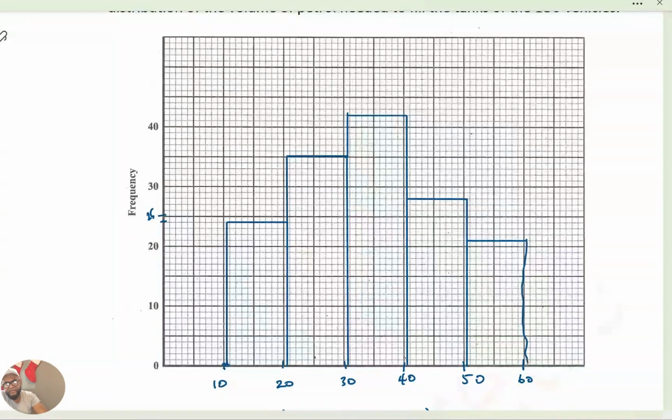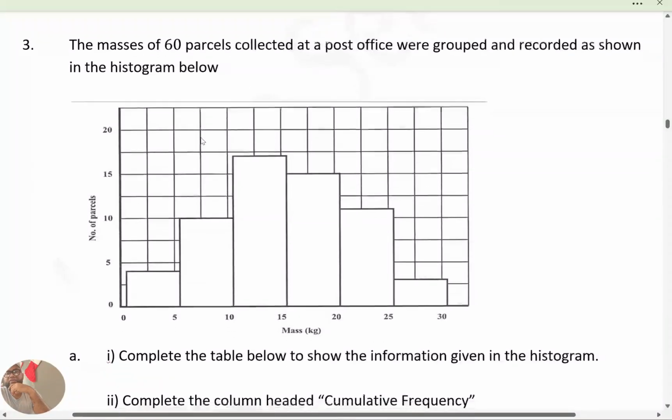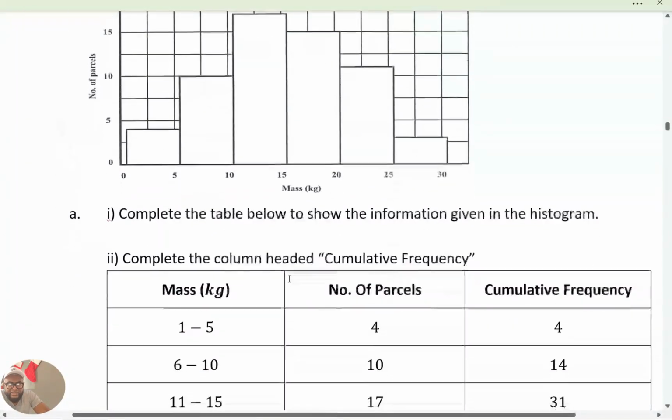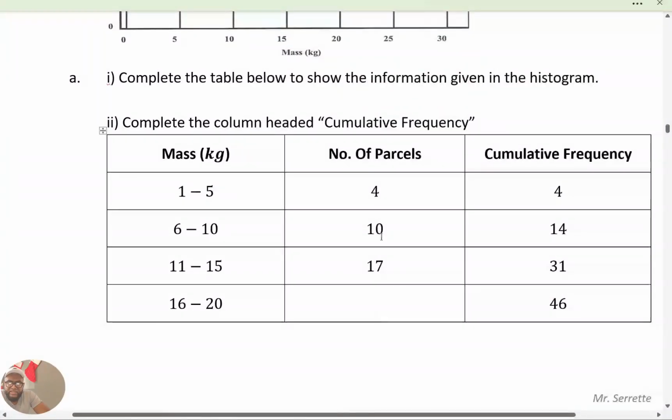Let me tell you something. The masses of 60 parcels collected at a post office were grouped and recorded as shown in the histogram below. So, right? You have your masses, this class interval here looking like from 1 to 5, because you see it's on the class interval 5.5. And then here looks like from 6 to 10. Right? Then here will be 11 to 15, etc. Complete the table below to show the information given in the histogram.